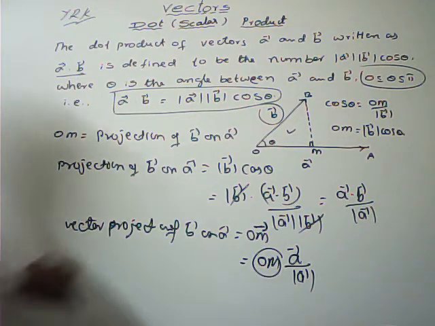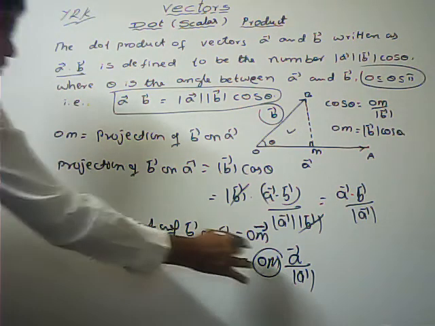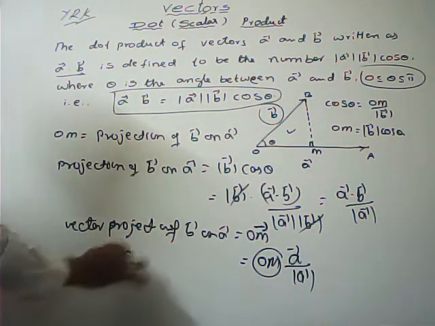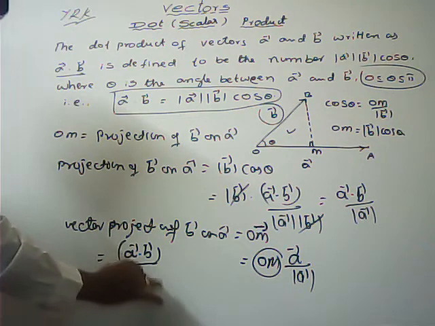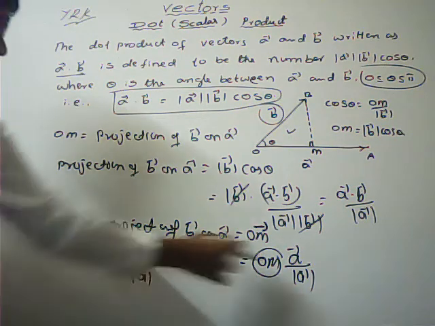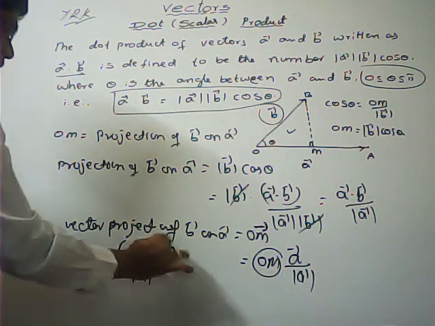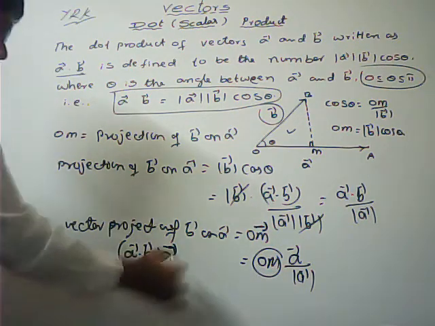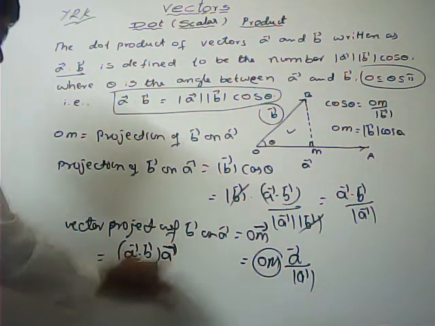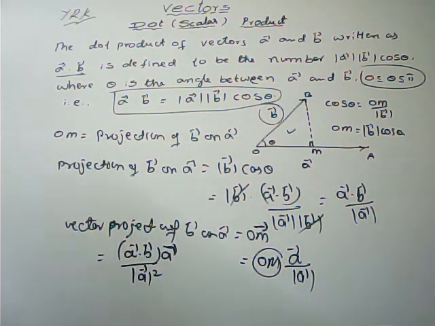We already discussed this in the first video class. Here OM is A bar dot B bar by modulus of A bar, and this scalar should be multiplied by the unit vector A bar by modulus of A bar. So we get modulus of A bar square in the denominator: A bar dot B bar into A bar by modulus of A bar square, that is the vector projection of B bar on A bar.